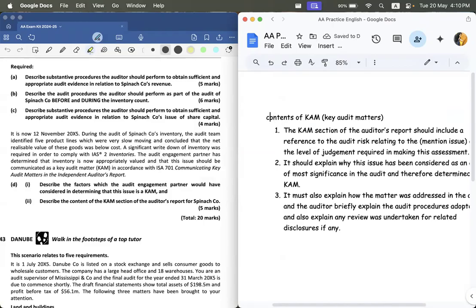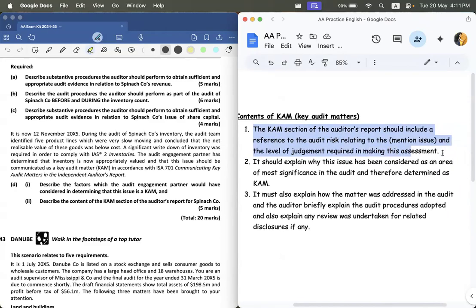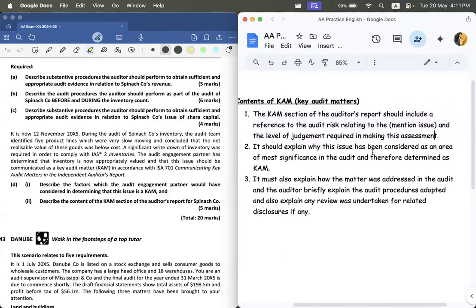So this is the contents of CAM. In order to write a CAM answer, first you're going to specify what is CAM. The CAM section of the auditor's report should include reference to audit risk relating to whatever the issue you are addressing in the question. That is, mention the issue. And the level of judgment required in making this assessment. So your first sentence opens with that.